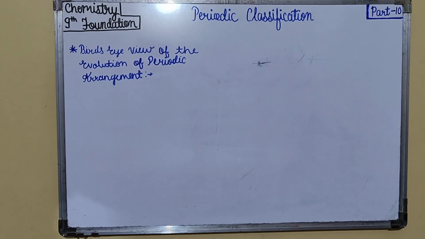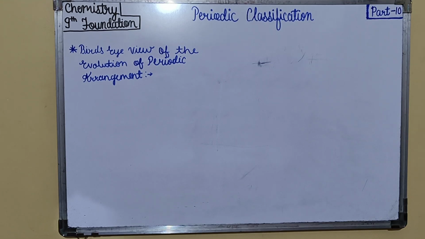Mendeleev's contribution was the first periodic law and periodic table based on atomic weights. Moseley's contribution was modern periodic law based on atomic number. Bohr's contribution was long form of periodic table based on electronic configuration.